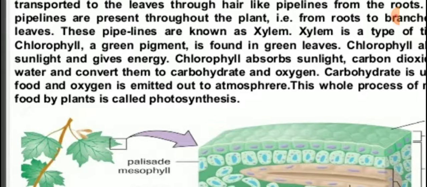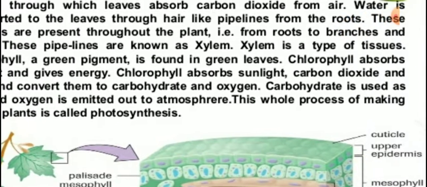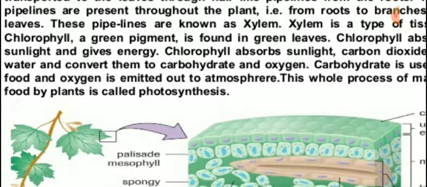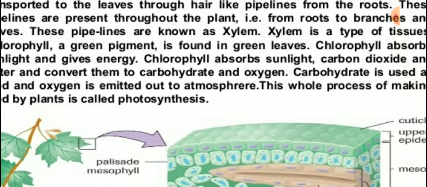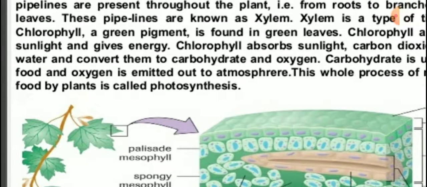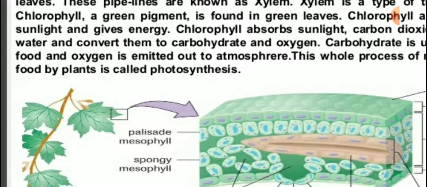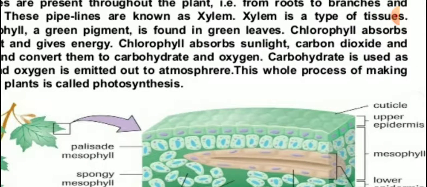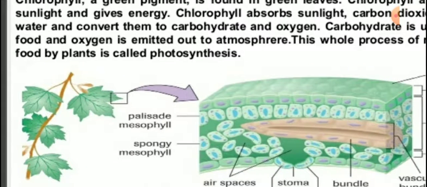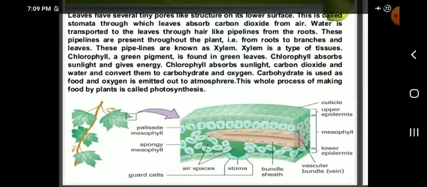Chlorophyll, the green pigment, is found in green leaves. Chlorophyll absorbs sunlight and gives energy. Chlorophyll absorbs sunlight, carbon dioxide and water, and converts them to carbohydrate and oxygen. Carbohydrate is used as food and oxygen is emitted out to the atmosphere. This whole process of making food by plants is called photosynthesis.